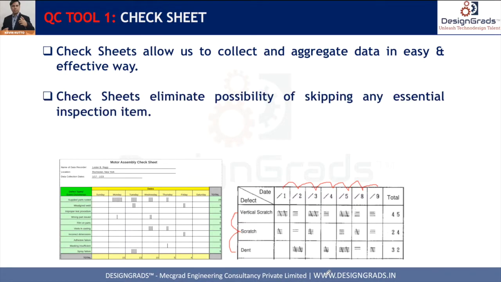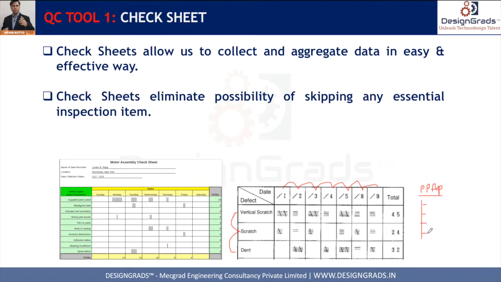Check sheets eliminate the possibility of skipping any essential inspection item. So what does it mean? For example, if we have to submit PPAP, which is nothing but production part approval process, you know already that there are 16 documents and records which are part of this PPAP.